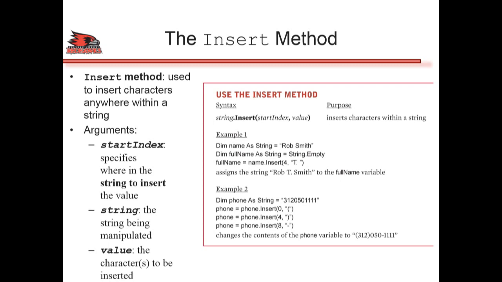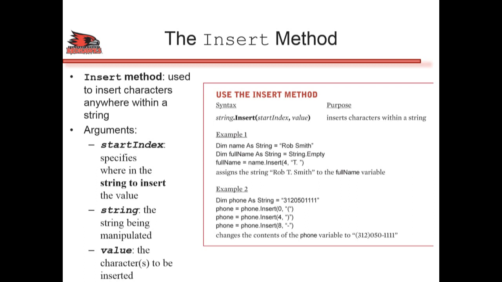The 4 in the insert command, the start index, basically is the space in between Rob. So Rob, R-O-B, 0, 1, 2, 3, and I'm sorry, it's not the space. The 4 is actually the S in Smith. So before S, it puts in T period space.